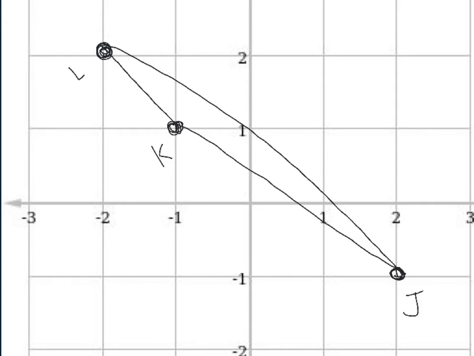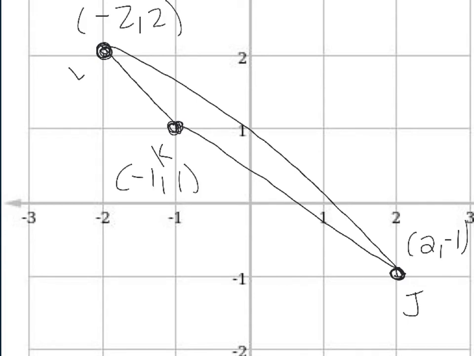So I'm expecting J to be somewhere in the third quadrant. And then L and K, I expect to be somewhere in the first quadrant. So when I graph my image, if I see that, then that means I'm probably right. And if I don't see that, either I made a mistake with my prediction or I did something incorrectly.